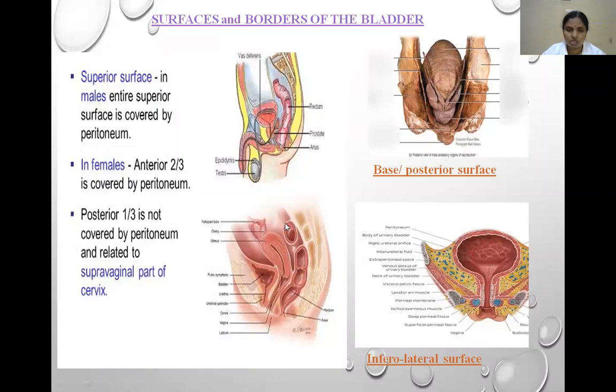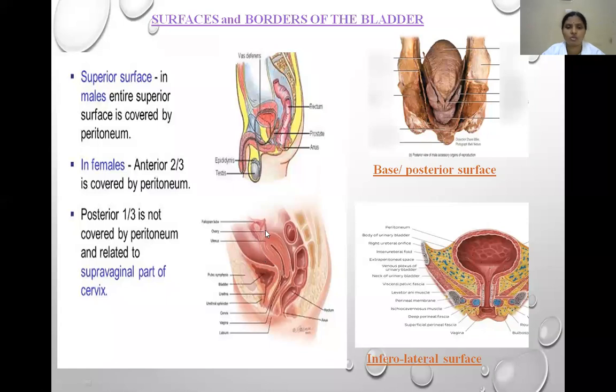Recto-uterine pouch. See, from the rectum onto the uterus. So the recto-uterine pouch, then it covers the uterus, then extends onto the anterior surface. From the anterior surface, it extends onto the superior surface of the urinary bladder. So, what is this reflection between the urinary bladder and the uterus?